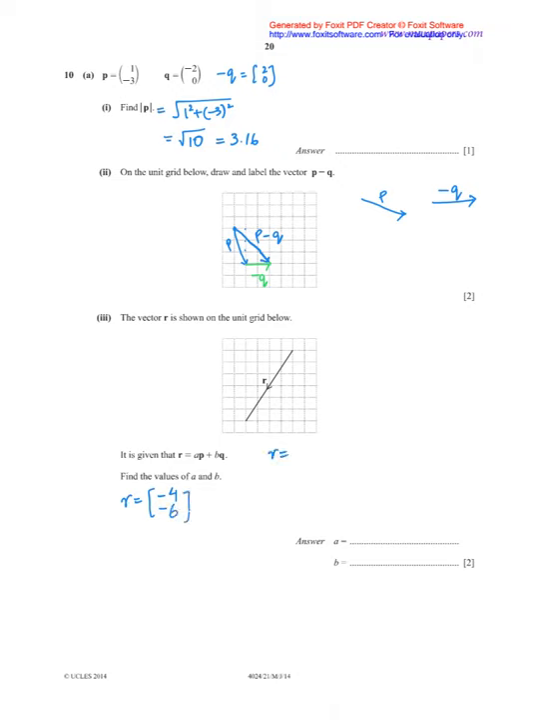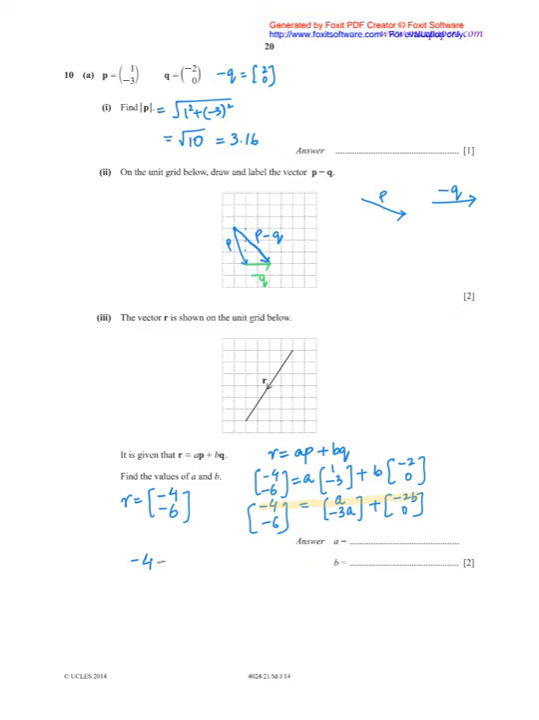In the given condition, it says that r equals ap plus bq, right? So r is minus 4, minus 6, equals a is unknown, but p is given in the question, it's 1 and minus 3, plus b is unknown and q is given, it's minus 2 and 0. Now we need to solve, so that will be a and minus 3a, plus minus 2b and 0, and on the left side we have minus 4 and minus 6. Now I'm going to equate the first equation, that means minus 4 equals a minus 2b. That is my first equation.